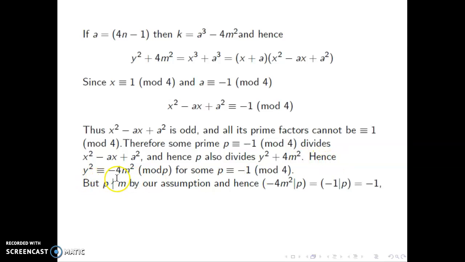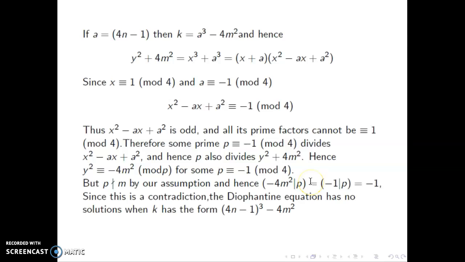Hence, y squared is congruent to minus 4m squared mod p for some p congruent to minus 1 mod 4. But we said that p does not divide m by our assumption, and therefore the Legendre symbol of minus 4m squared over p is equal to minus 1 over p, which is equal to minus 1. But this is a contradiction, and hence the Diophantine equation has no solutions when k is of the form (4n minus 1) the whole cube minus 4m squared.